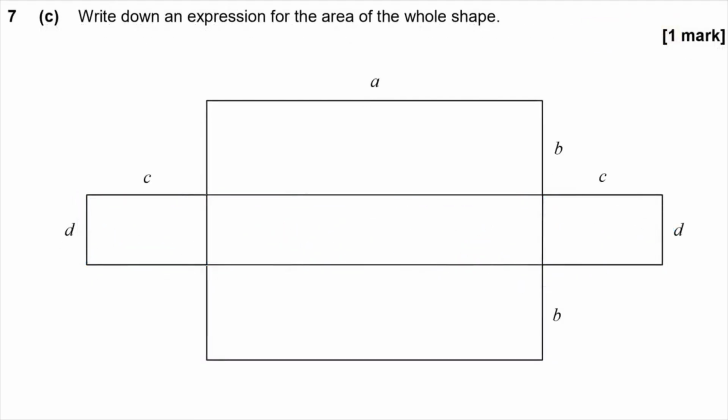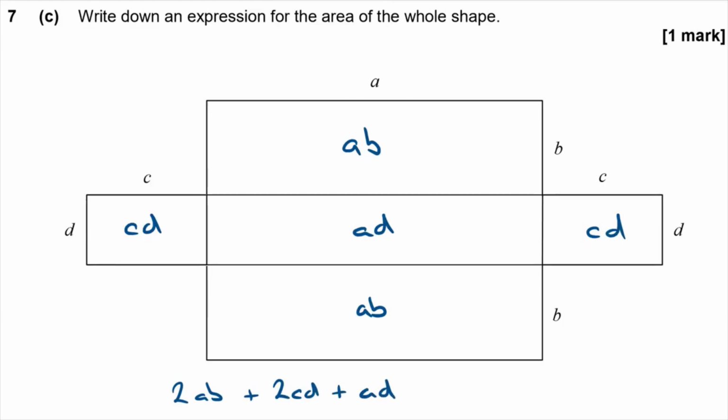The final part of the question asks for an expression for the whole area of the shape. So this part here is a times b, this part here is cd, we've got another cd over here, in the center we had AD, and then we've got another AB down here. So altogether we've got two ABs, we've got two CDs, and we've got an AD.